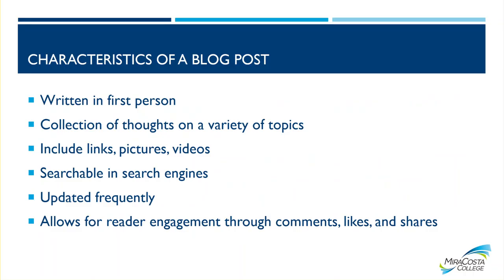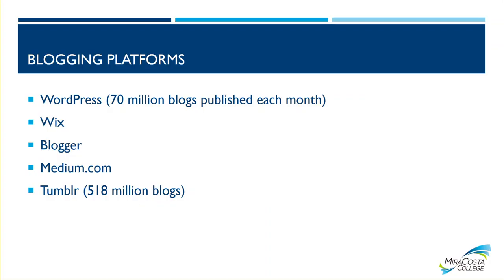Some of the characteristics of a blog post are that it's written in first person, it's a collection of thoughts on a variety of topics, it includes links, pictures, and videos, it's searchable in search engines, it should be updated frequently, and it allows for reader engagement through comments, likes, and shares. Some of the platforms these days are WordPress, which has 70 million blogs published each month, Wix, Blogger, Medium, and Tumblr. I'm sure there are a ton more out there, but these are just the main ones right now.